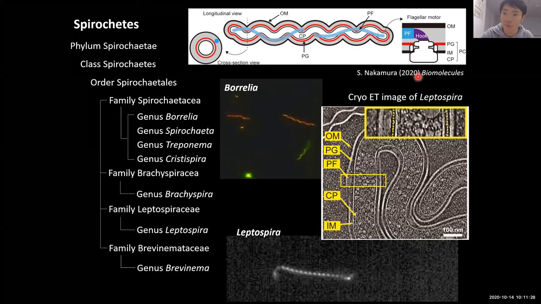This is an image taken by my colleague using cryo-electron tomography. It is very difficult to see, however, this thick filament is the periplasmic flagellum. This is the outer membrane, and this dashed line indicates the peptidoglycan layer. Then you can see the clear inner membrane, the cytoplasmic membrane. This part is the cytoplasm. So you can see the very thick filament exists within the very narrow periplasmic space. You can find the bulge, where the contact part is maybe pressed by the flagellar filaments.